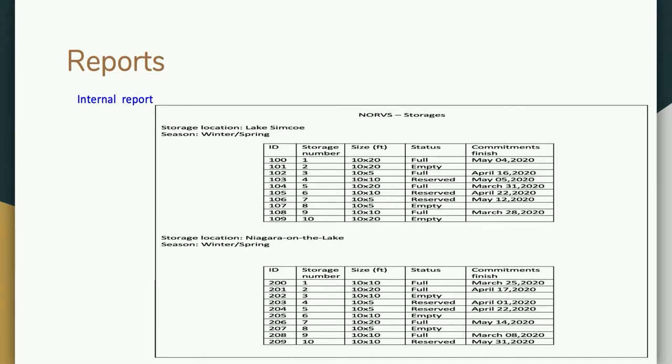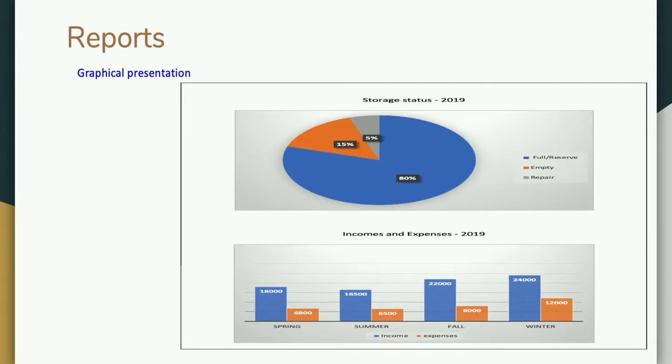Another report is an internal report based on place status. The owner and employees can see which storage units are empty and which ones are full or reserved for next seasons. And the last report is a geographical presentation, which contains a pie chart and a bar graph. It shows storage status and the income and expenses of last year. It provides financial information and the owner can be informed about investments.